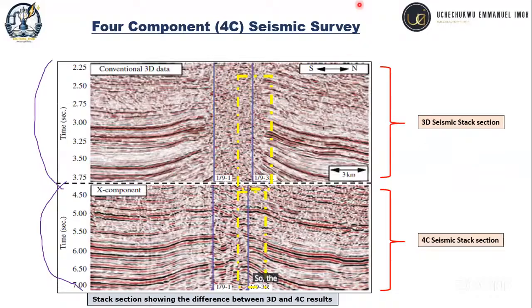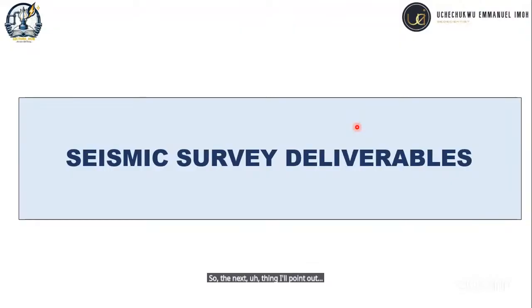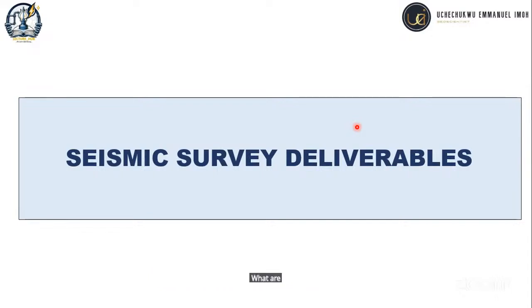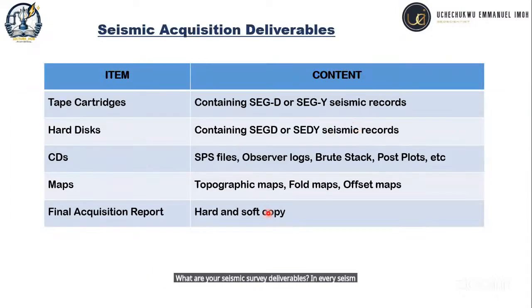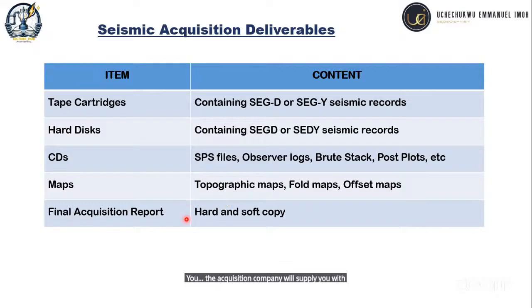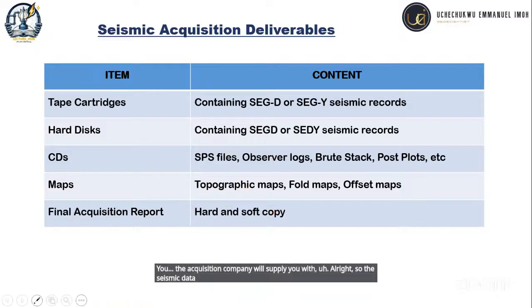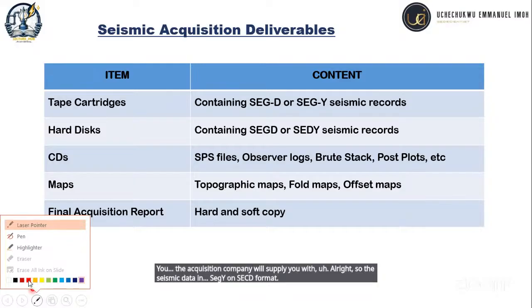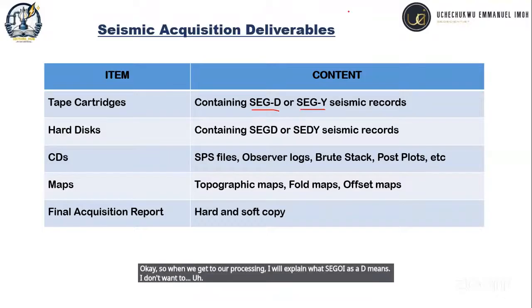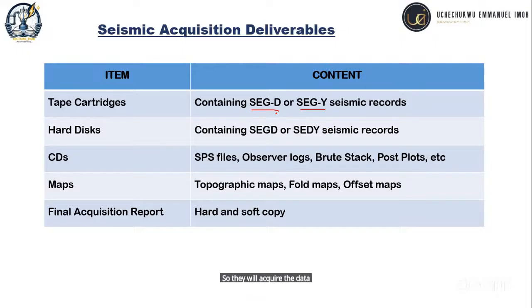So the next thing I'll point out before we call it a day in the next 2-3 minutes is your seismic survey deliverables. What are your seismic survey deliverables? In every seismic survey, there must be deliverables. One, the acquisition company will supply you with the seismic data in SEG-Y and SEG-D formats. Okay, so when we get to our processing, I will explain what SEG-Y and SEG-D means. There are differences actually. So they will acquire the data and record them in SEG-Y and SEG-D formats, and they will record them into tape cartridges. So I'll also show that in our next class.